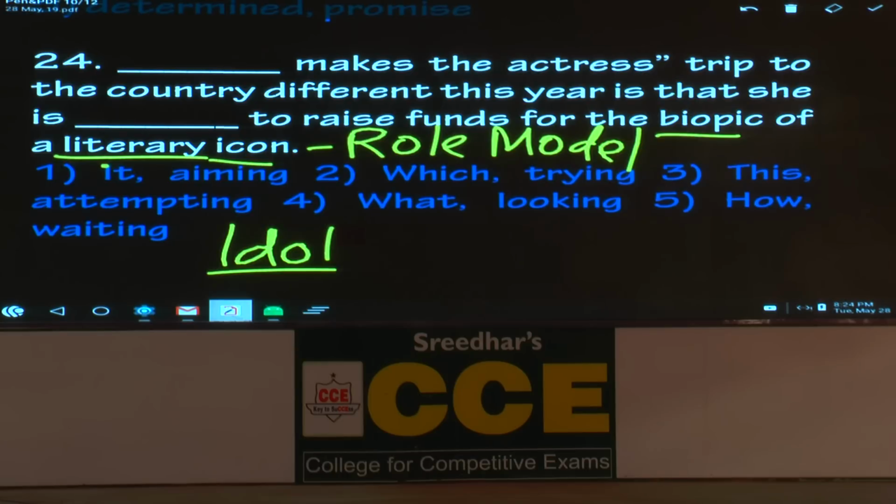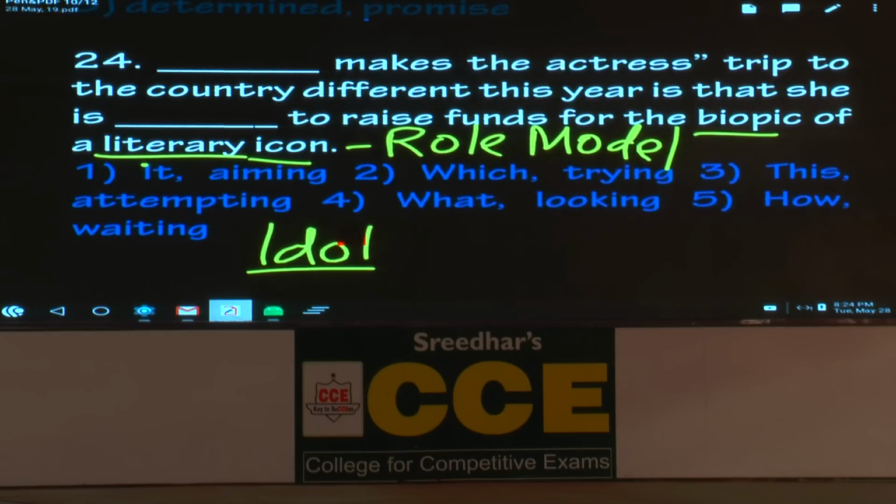So what is the first one? It makes the actress trip to the country different this year is that, does it sound right? No. Which makes is also not right. This makes, perhaps it is right. There's nothing wrong with the expression this makes. This makes the actress trip to the country different this year is that. Oh, is that, then you cannot use this.